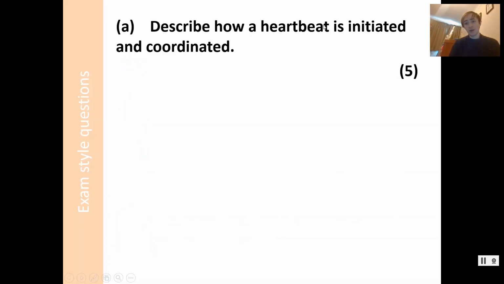Right, a 5 marker to finish this part of the lesson. Now, in all honesty, have a look at that. Pause me. It's 5 marks, so you can spend 5 minutes on it, but I don't anticipate you needing to. Can you please have a go at this question?